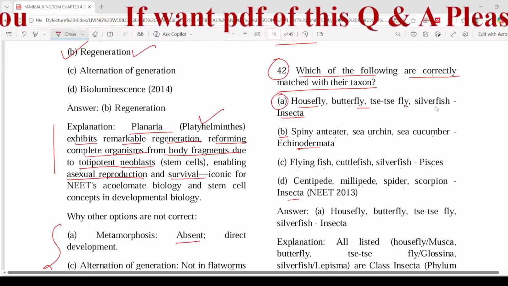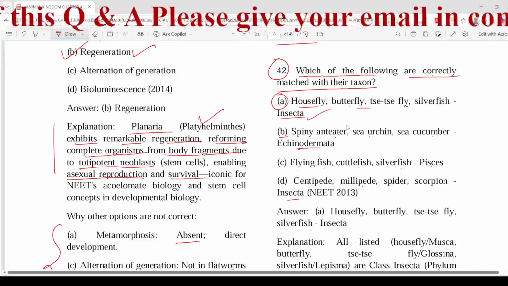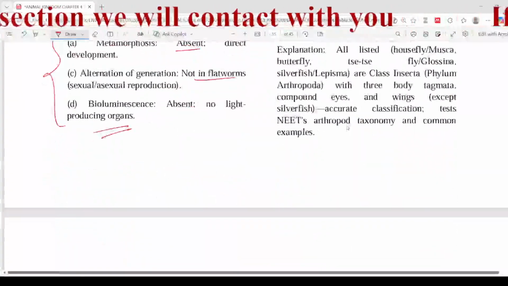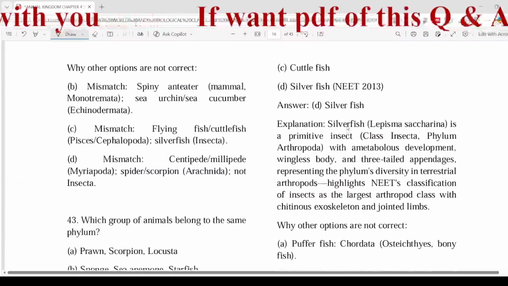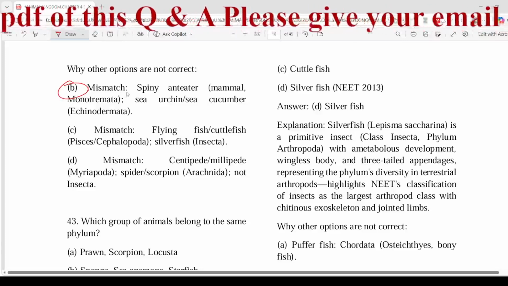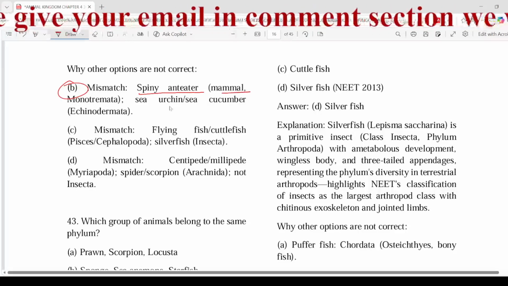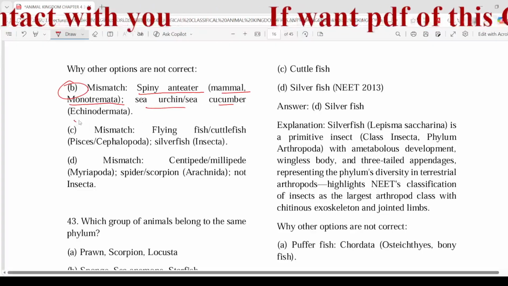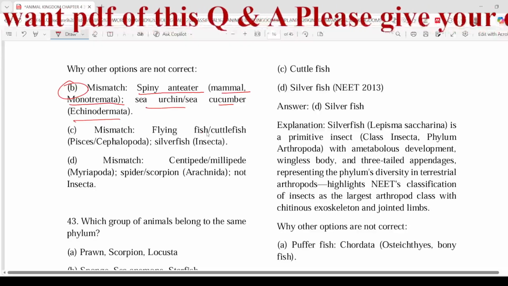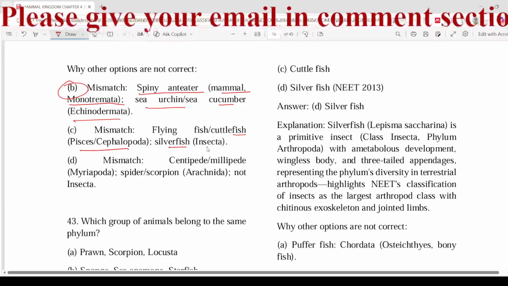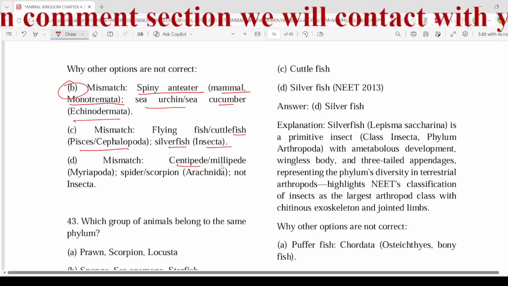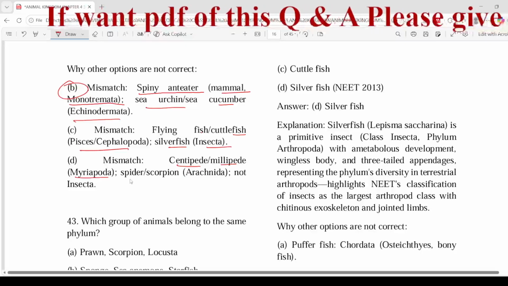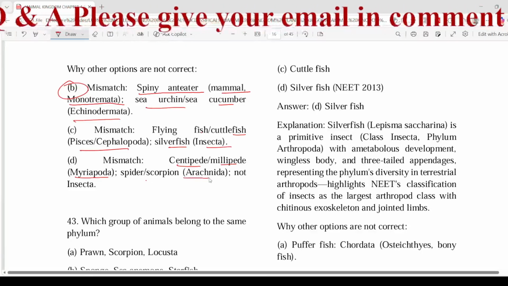Housefly, butterfly, tsetse fly and silverfish all belong to the Insecta. But why are the other options not correct? In option B, the spiny anteater is a mammal belonging to Monotremata. Sea urchin and sea cucumber are echinoderms. Flying fish and cuttlefish are not both fish, and silverfish is an insect. Centipedes and millipedes are myriapods, and scorpions are arachnids, not insects. Sorry.